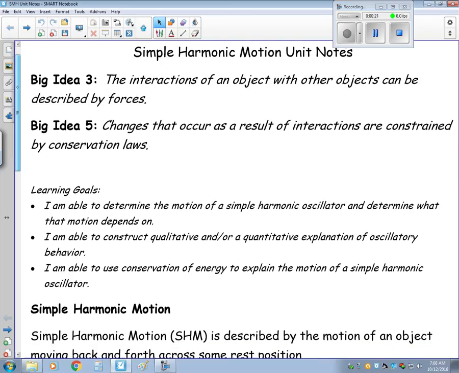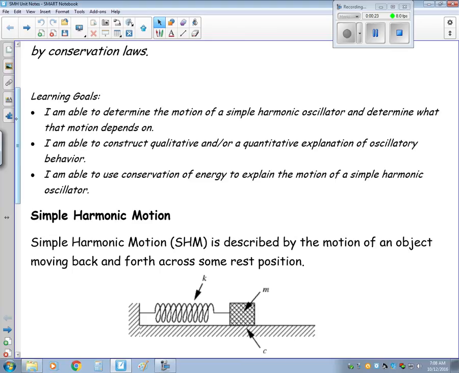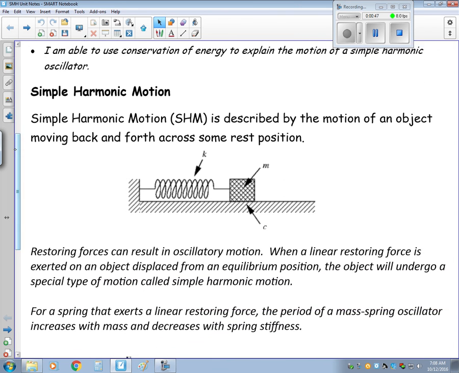Learning goals for this unit. I want you to be able to determine the motion of a simple harmonic oscillator and determine what that motion depends on. I want you to be able to construct qualitative and/or quantitative explanations of oscillatory behavior. And I want you to be able to use conservation of energy to explain the motion of a simple harmonic oscillator. So let's get into simple harmonic motion.